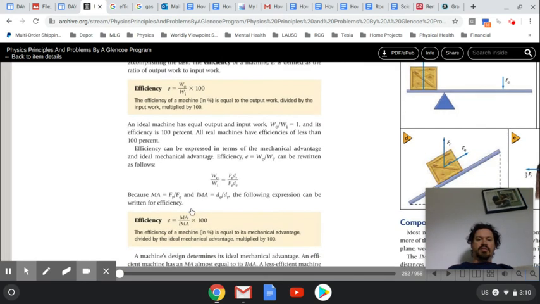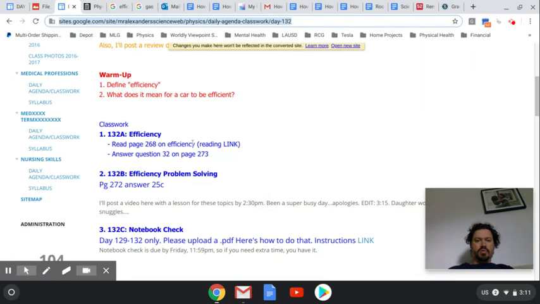Another way to calculate efficiency is by rearranging some of this stuff, and the book does a good job talking about that here. We can rewrite the efficiency equation in terms of mechanical advantage and ideal mechanical advantage. So if you've already calculated those things, you can use those to solve problems. And that becomes pretty handy when I ask you to solve or answer question 32 and then 25C, which is a follow-up from yesterday. So let's take a look at those.